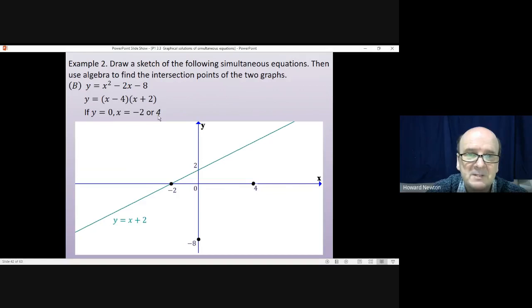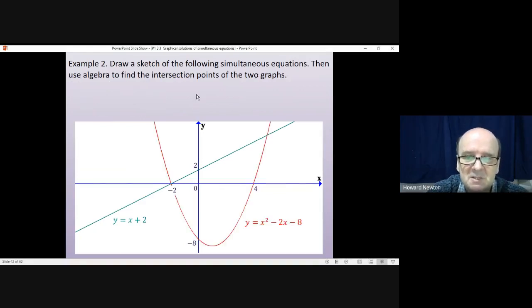It's a right way up quadratic. We know what it looks like. So now we can sketch it. It'll be something like that. We've been asked to find the intersection points, so where the line crosses the curve. Well, that will be these 2 points here.